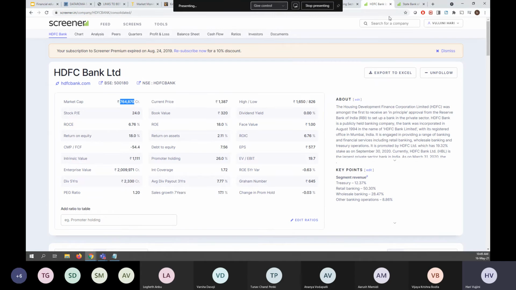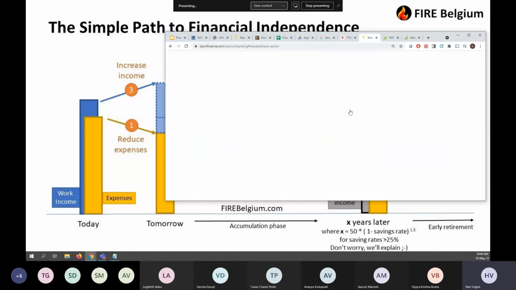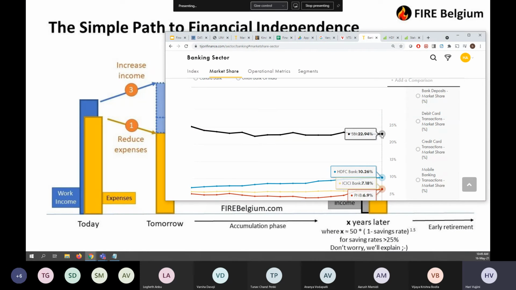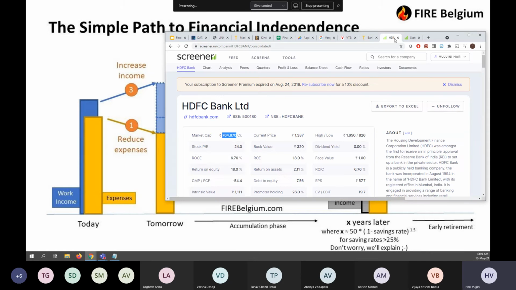But how many customers is it serving? If you look at this other website here, if SBI is serving 23 customers, HDFC is serving only 10 customers. Even though it's serving only 10 customers, they are making more than 2 times the profit of SBI, and the market cap is double that of SBI.